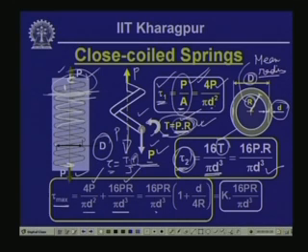Now, if we take 16 P R by pi d cube out, we get a factor which is 1 plus d by 4 R, and this particular bracketed term we call K, which is a stress concentration factor. Basically, 16 P R by pi d cube is the shearing stress generated because of the twisting moment of magnitude P into R. So, the shearing stress generated because of the twisting moment is multiplied by a factor K, which we call a stress concentration factor.